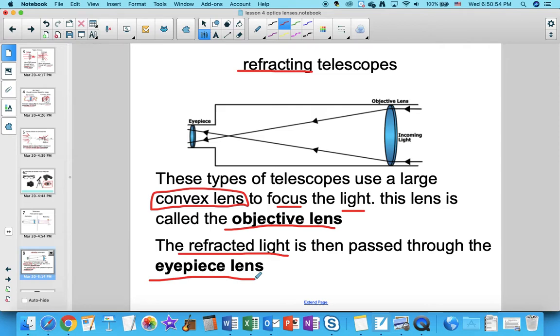So another question I would ask you then is, well, why do you need two lenses? If the convex lens already focuses the light, why would you want another lens to flip the image? Another convex lens.